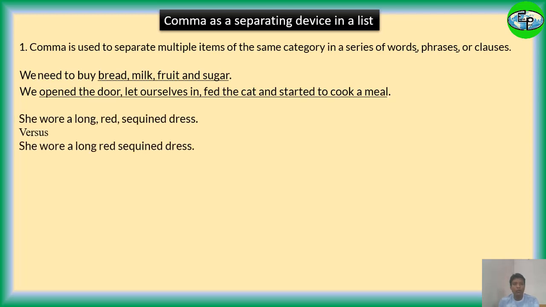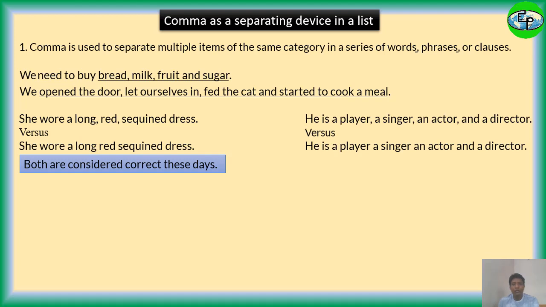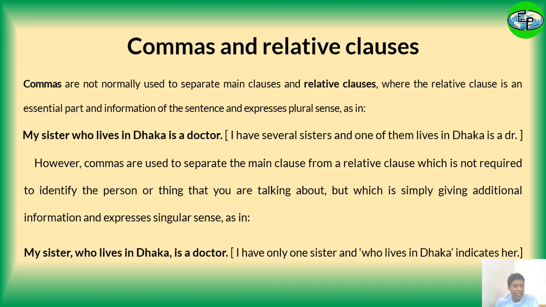She wore a long, red, sequin dress versus she wore a long red sequin dress. Both are considered correct these days. He is a player, a singer, an actor, and a director versus he is a player, a singer, an actor and a director. Both are considered correct these days. So if you have a comma, it expresses singular sense. If you don't find any comma, it expresses plural sense.